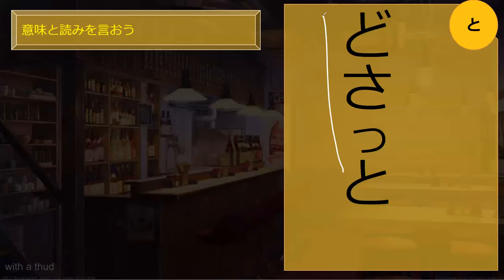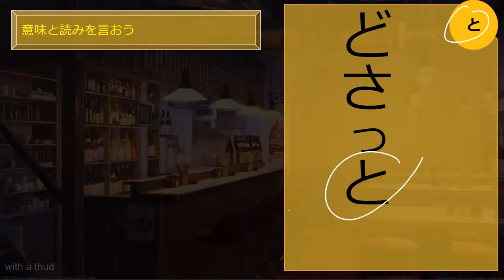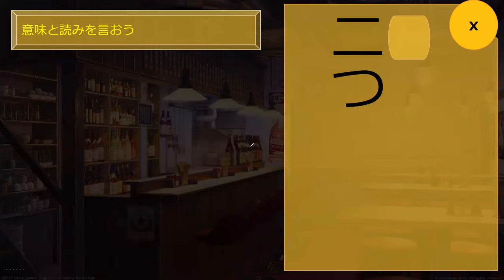So dosatto is with a thud. So this is a sound effect. It's an adverb, fukushi. Dosa. Do you know how to read this kanji? Dosatto meaning with a thud, like something fell down with a thud. Right.